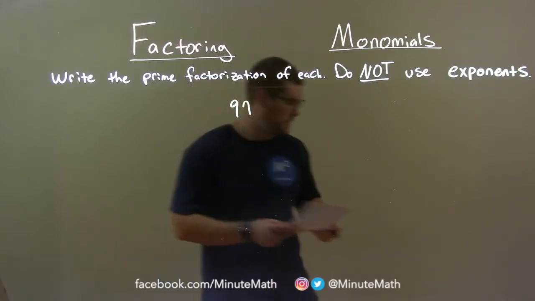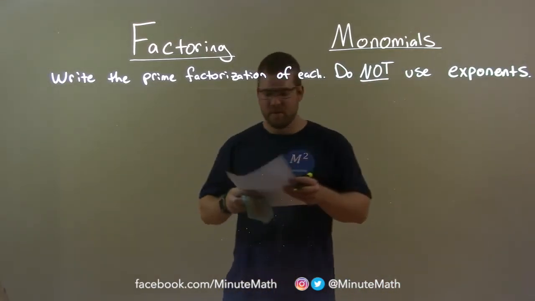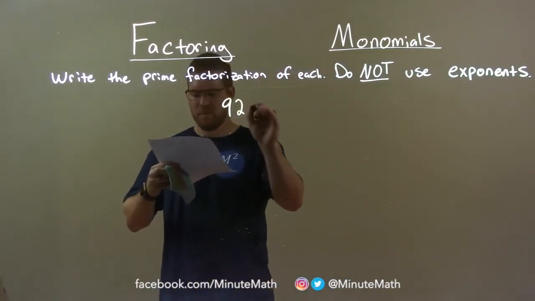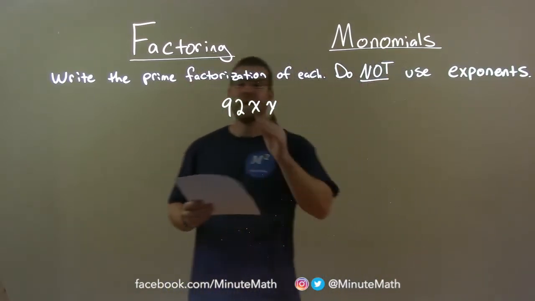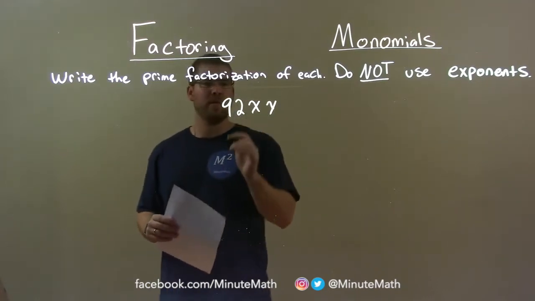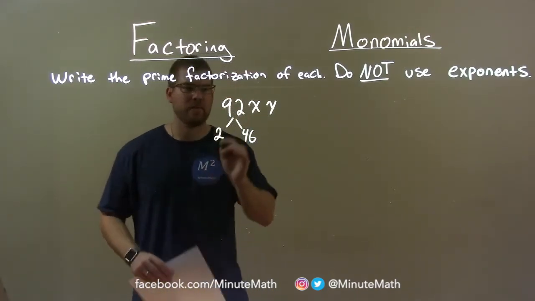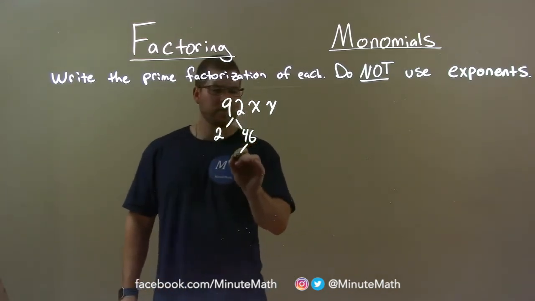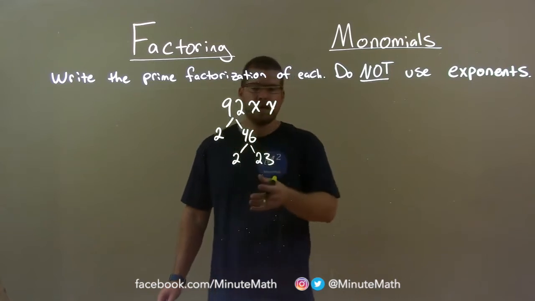92x, oops, that's an x there, excuse me. 92xy, okay? Well, 92, we can break that down. That is 2 times 46, okay? Now 46 is 2 times 23. And now we're done with 92.